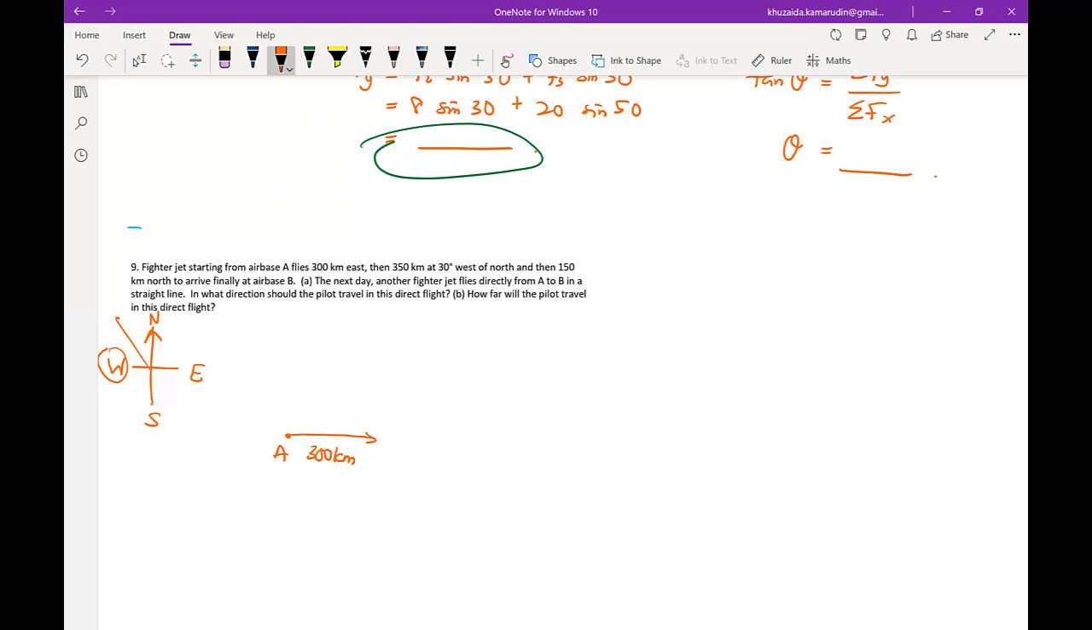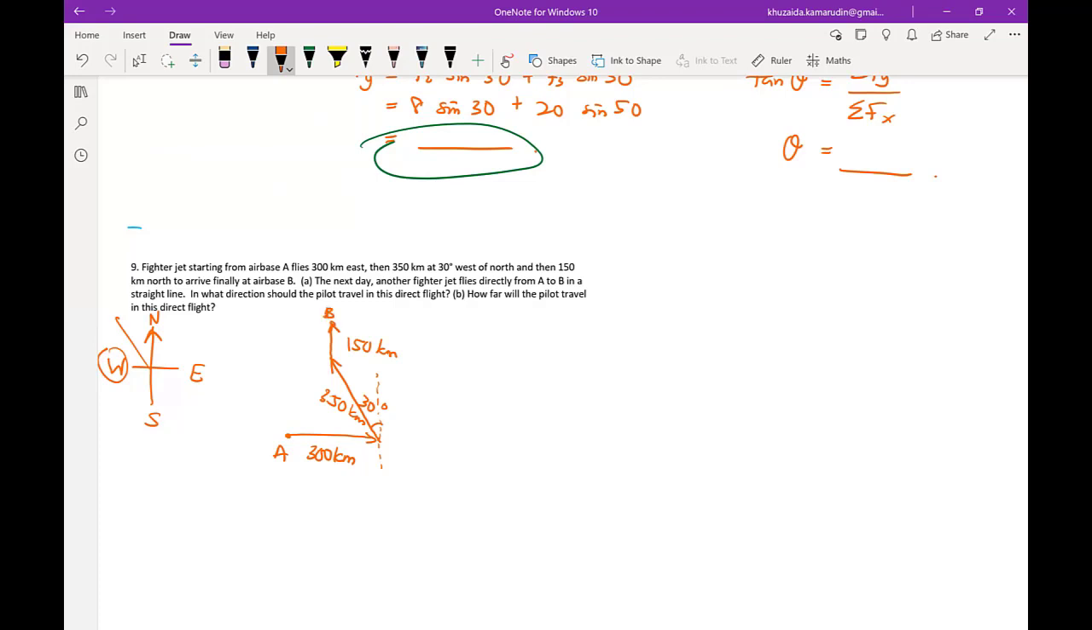Okay, so menghala ke west maksudnya nak pergi ke west, tapi angle daripada north adalah 30 degrees. So kita buat dekat sini, katakan this one is the vertical component, alright, ataupun north. So dia menghala ke sini lah, right, this one. And the angle is 30 degrees over here. Okay, and 350 kilometer. Okay, and then 150 kilometer north to arrive finally at base B. So next straight sahaja ke atas 150 kilometer, then dia sampai dekat base B.